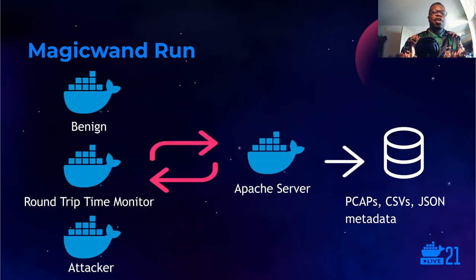So in practice, here's how the run works. When a Docker image is spun up, for this environment, we have the benign traffic, our attack traffic, and our round trip time monitor, and they all send traffic to that passive server, and it responds when the run is finished. The PCAP, the CSV, JSON metadata is all put out, so it's very seamless. All the necessary components spin up, they do their thing, send traffic to each other, and then we have nice data. So very simple, very clean, very reproducible.